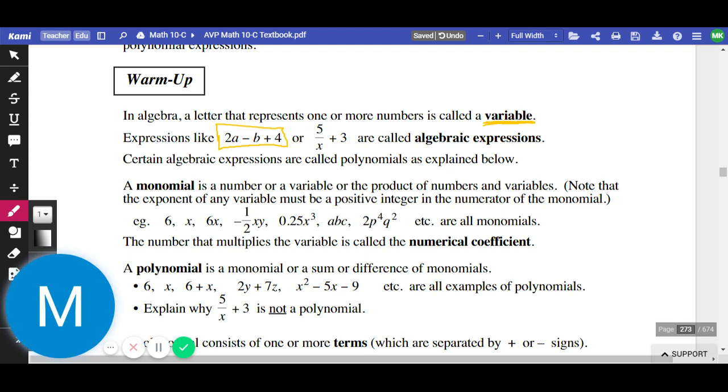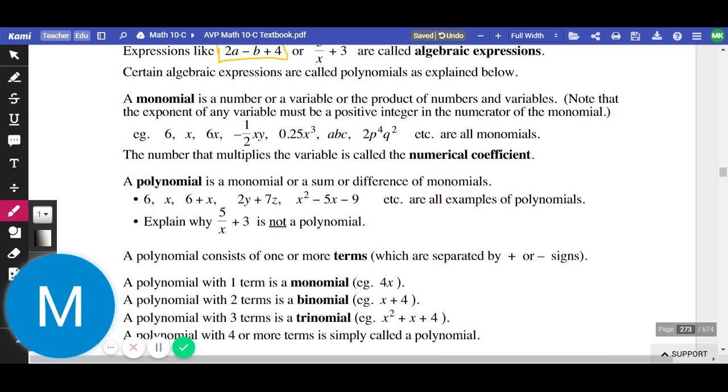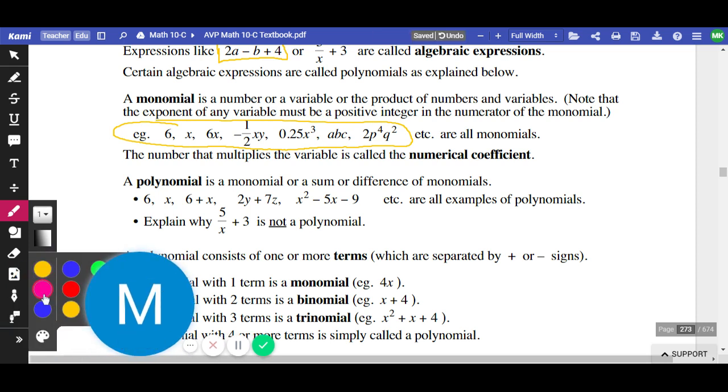The biggest thing I want you to pull out of this is some special polynomials that we'll talk about. The first one being a monomial. A monomial is a polynomial that doesn't have an addition or subtraction. So if you look, these are all monomial expressions. The reason being is that they don't have any pluses or minuses. It's just 6. It's just x. It's just 6x. There's not 6 plus x, 6 minus x, or anything like that.